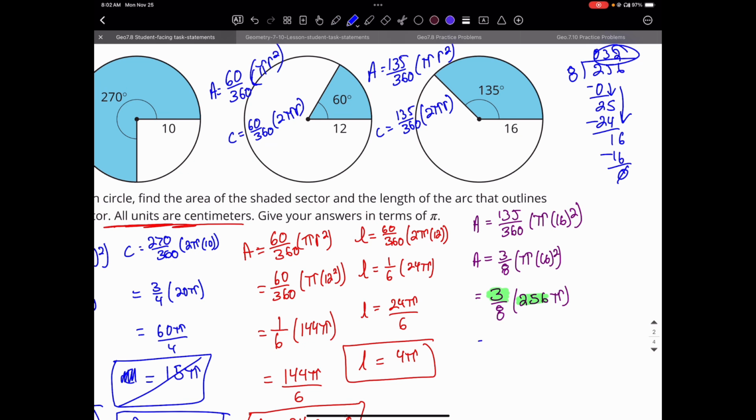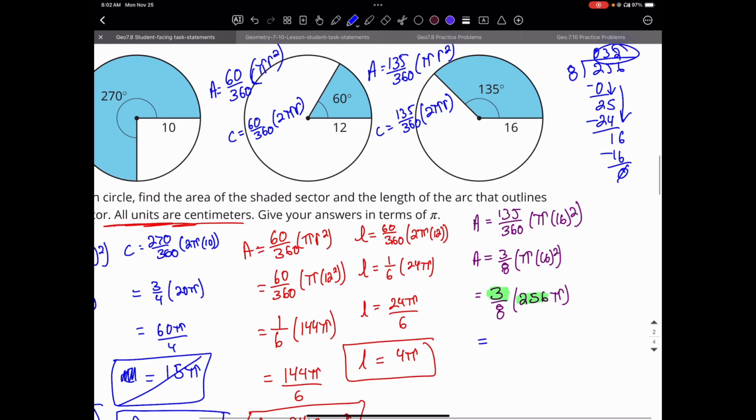So you could write each step and you could say, okay, 3 times 256 gives me 768 divided by 8, or you could simplify this 8 and this 256. That just becomes 32. So then you have 3 times 32 pi, which ends up being 96 pi. And then, of course, that would be in centimeters squared. Now, let's say you didn't know that that was something you could simplify.